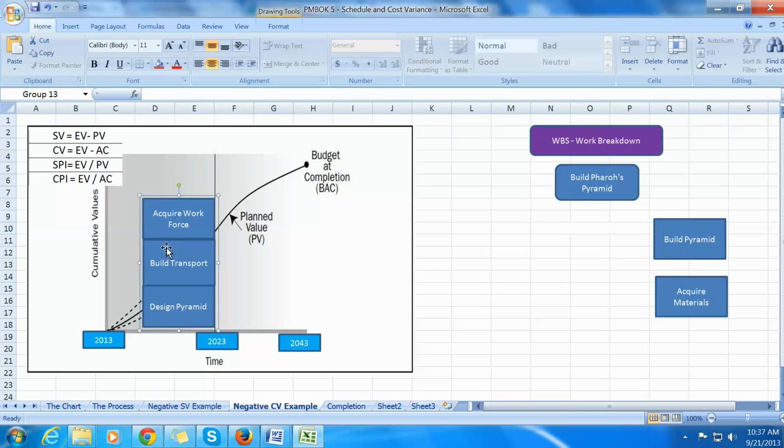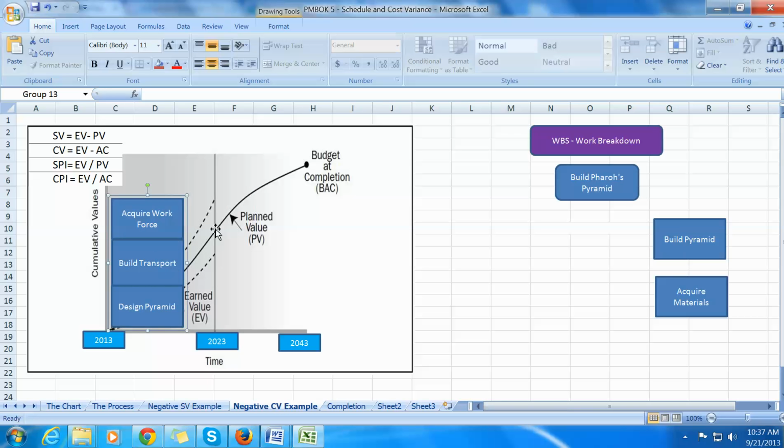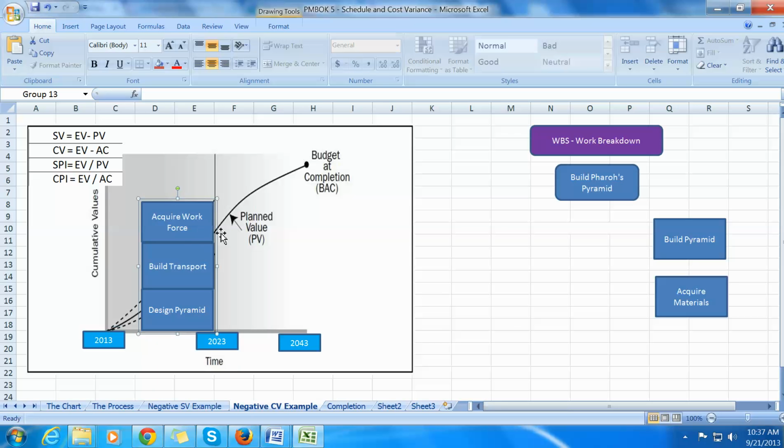It is a serious negative. So this gap right here between here and here, that gap is a negative, and the Pharaoh will be very displeased. This means that your cost variance is negative. So these are negative examples regarding schedule variance and cost variance.